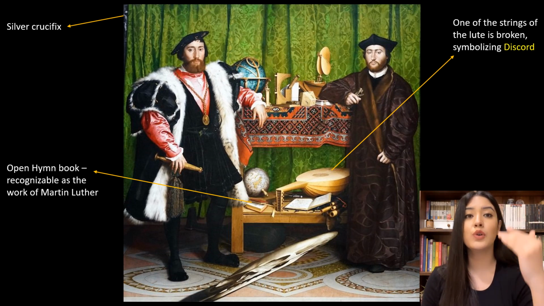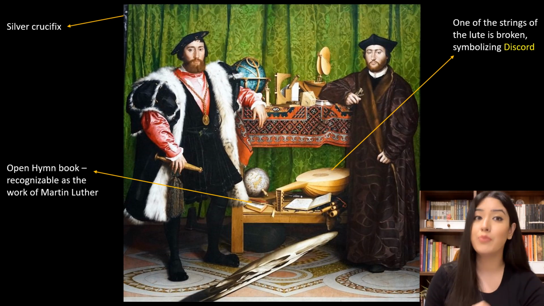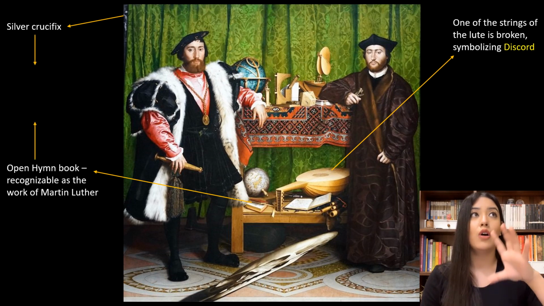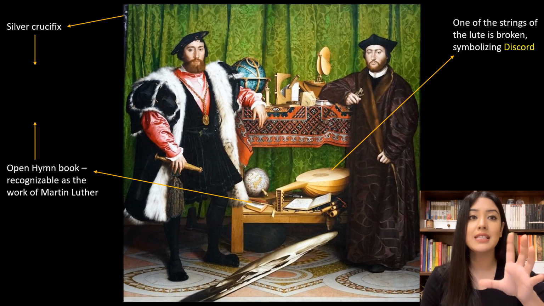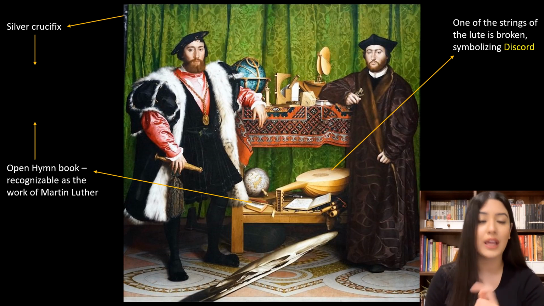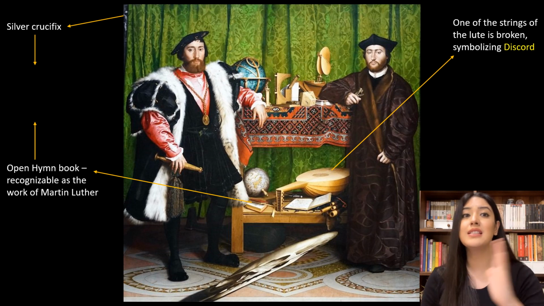So this silver crucifix and the open hymn book, which is recognizable as Martin Luther's printed hymn book, these two, Holbein characterized or represented this religious conflict between the two groups. He represented it in this juxtaposition between the Lutheran hymn book and that Catholic crucifix. So there was this discord.